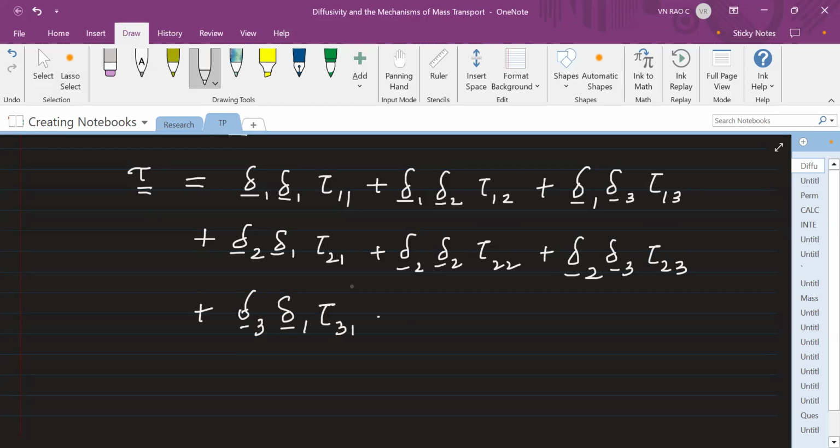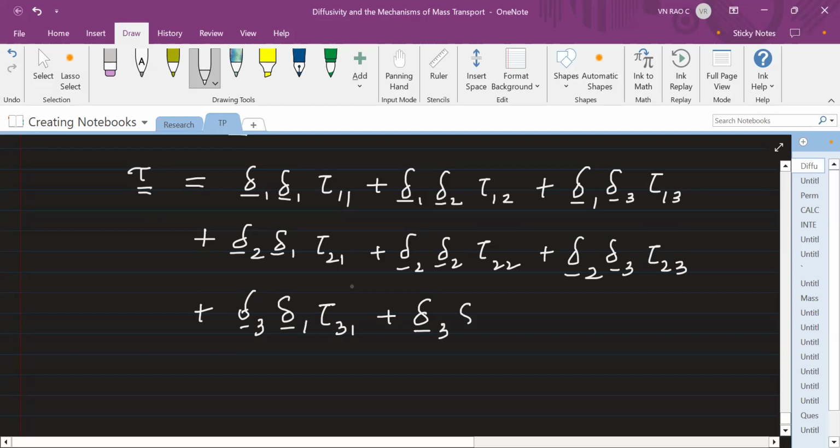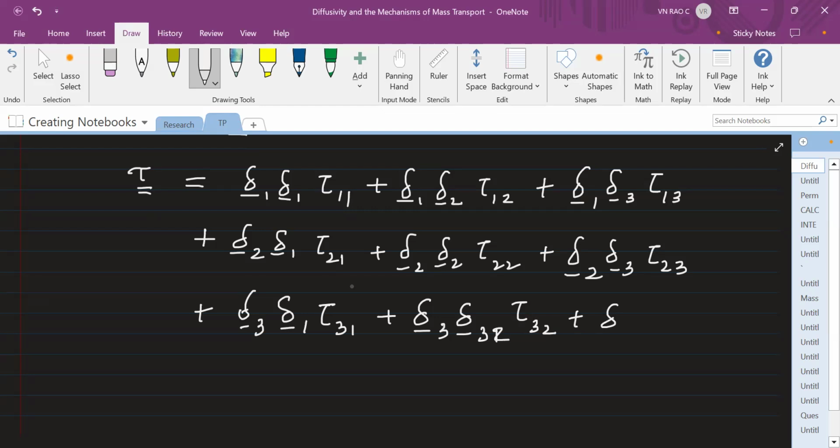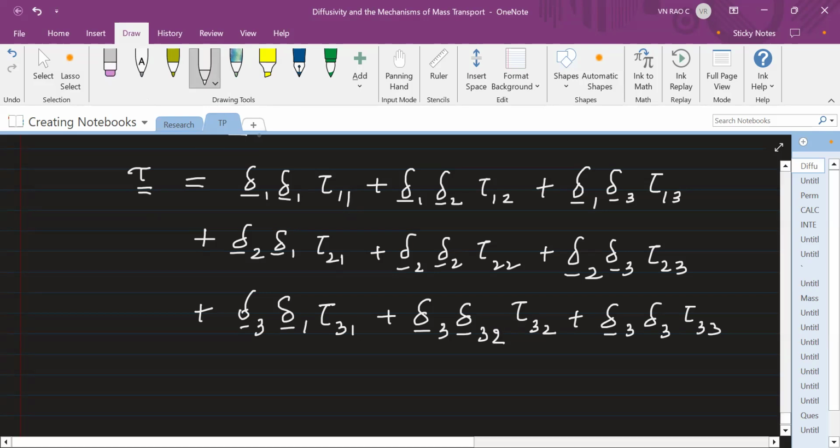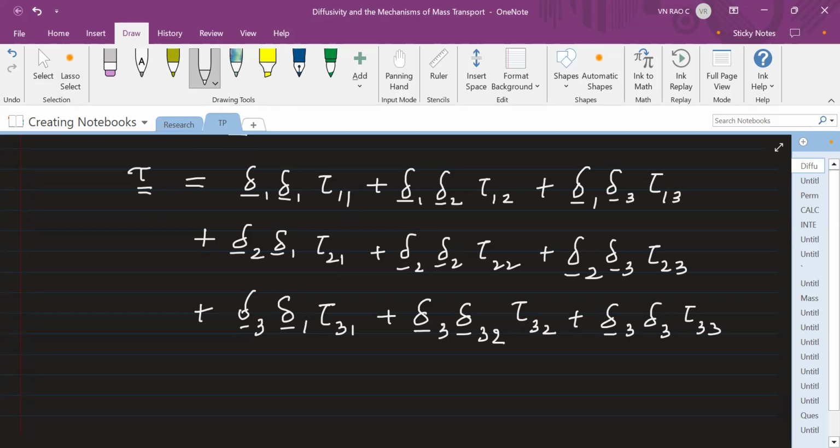See, I am just writing or defining tensor mathematically. Delta 3 delta 2 tau 3 2 plus delta 3 delta 3 tau 3 3. So this is our scope.